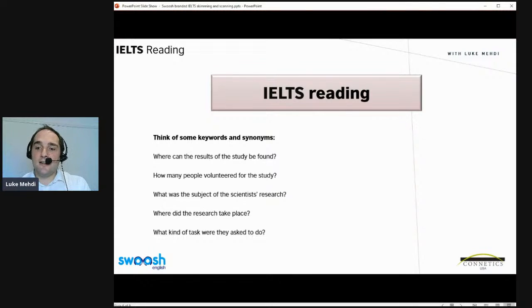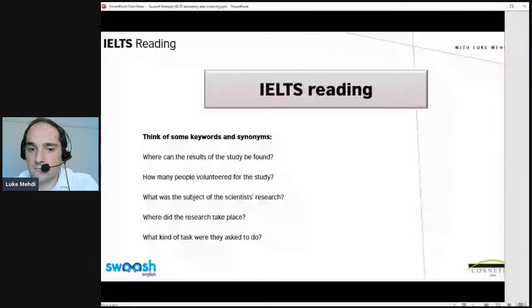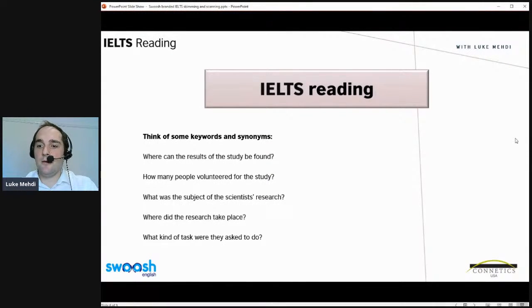How many people volunteered in the study? What is the answer going to be there? Is that a bit better, Alice? Yeah, Olabisi giving us journals for where can the results of the study be found? Absolutely. How many people volunteered for the study? You're going to be looking for a what? Really easy one there. Trying to find a number.